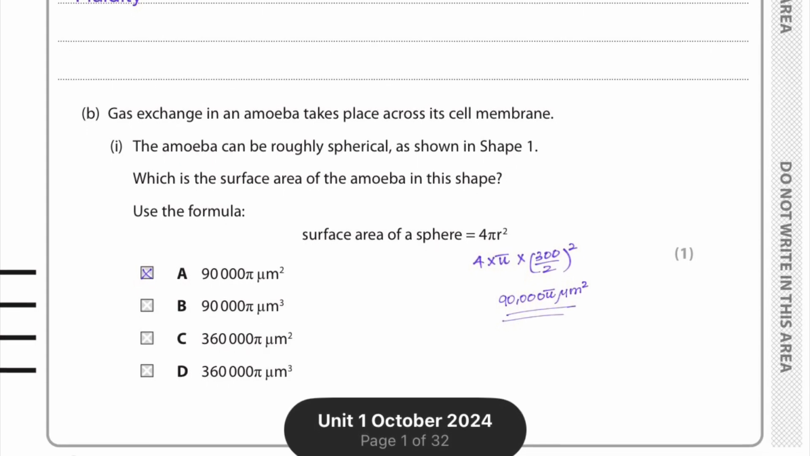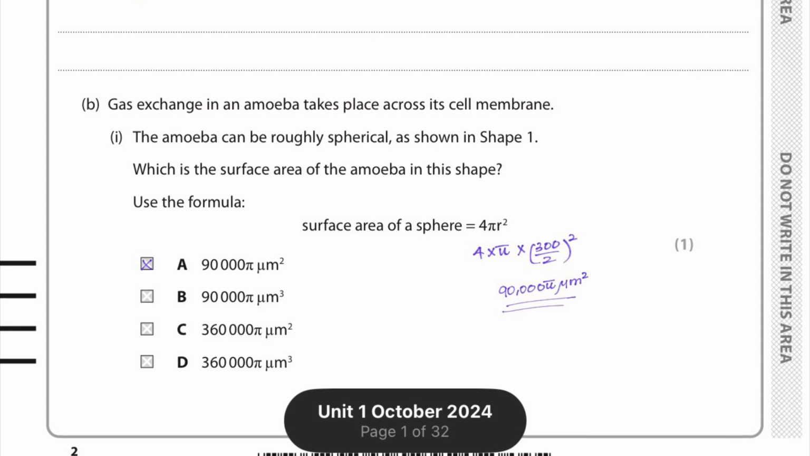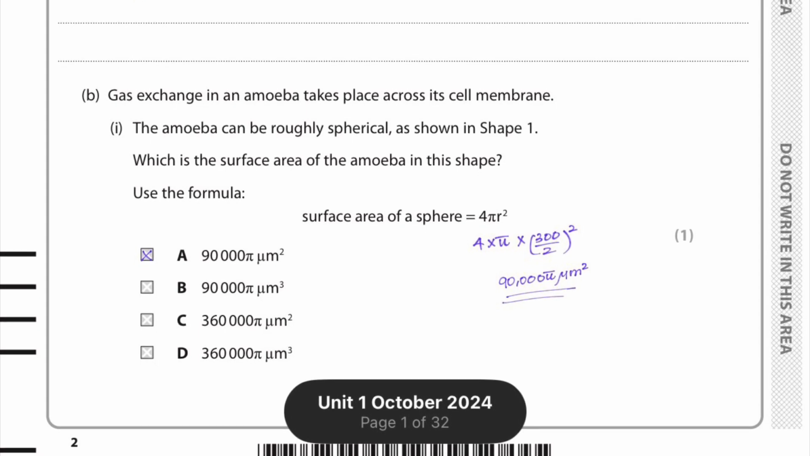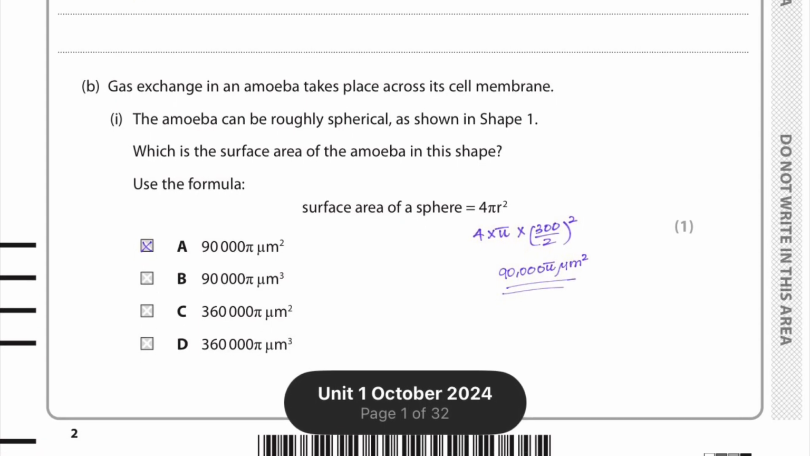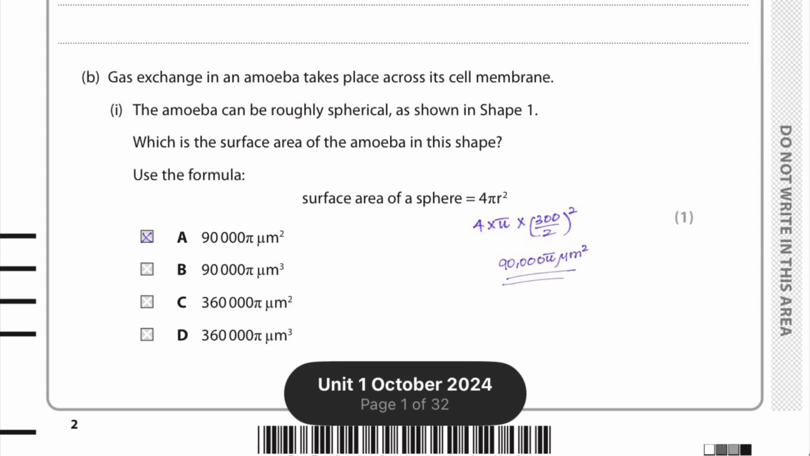The radius is therefore 150 micrometers. So, area equals 4 times pi times 150 squared. The answer is 90,000 pi. The answer is therefore A.